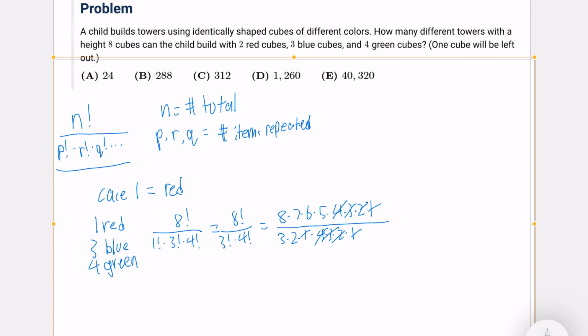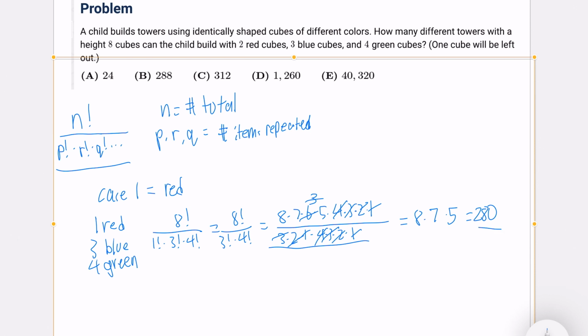We can cancel out 2 in the denominator with 6, and that would give us a remainder of 3 in the numerator. And then 3 and 3 would cancel out. So now we have canceled out all of the numbers in the denominator. And in the numerator, we are left with 8 times 7 times 5. And this would give us 280. So the number of possible arrangements for excluding 1 red cube would be 280.